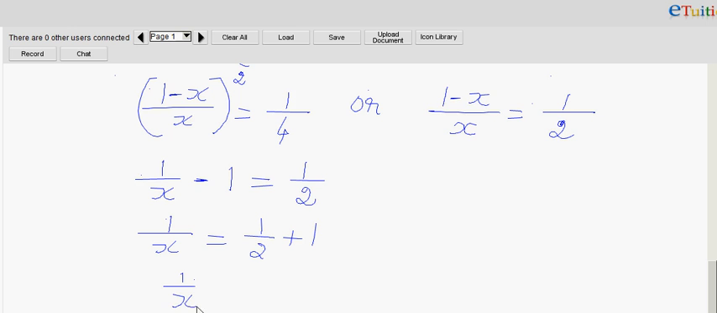1 by x is 3 by 2, so x is 2 by 3, and the unit is meter. X is 2 by 3, not 3 by 2.